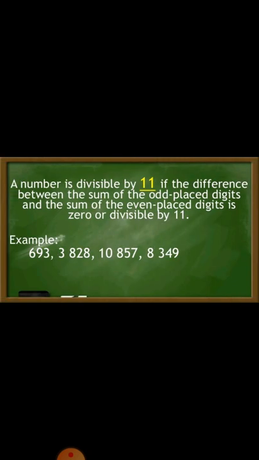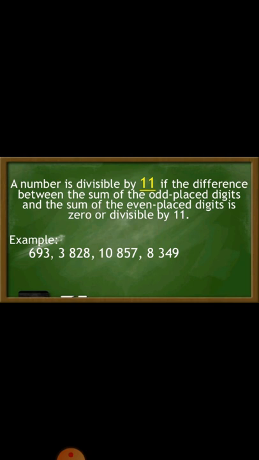Next, we discuss that a number is divisible by 11 if the difference between the sum of the odd placed digits and the sum of the even placed digits is 0 or divisible by 11. For example, first of all, we have the number 693.